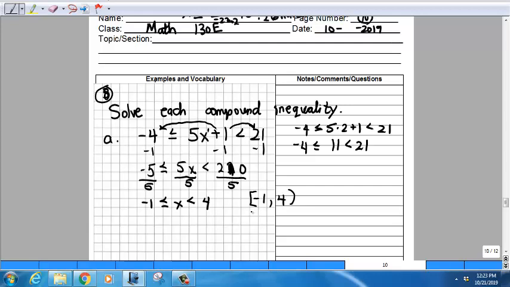So I know 2 really is a solution to this inequality, and that gives me some confidence that maybe I have the right set of answers there for that one.